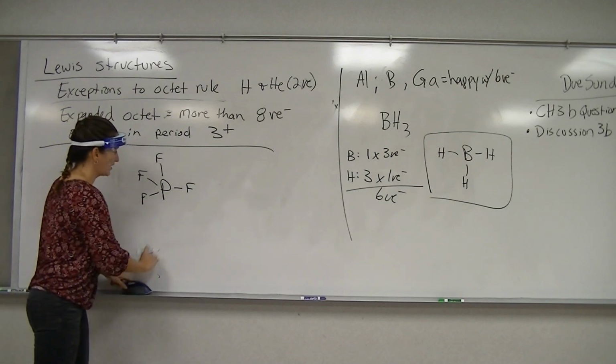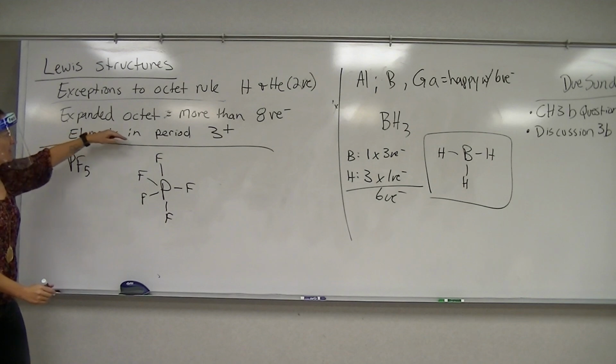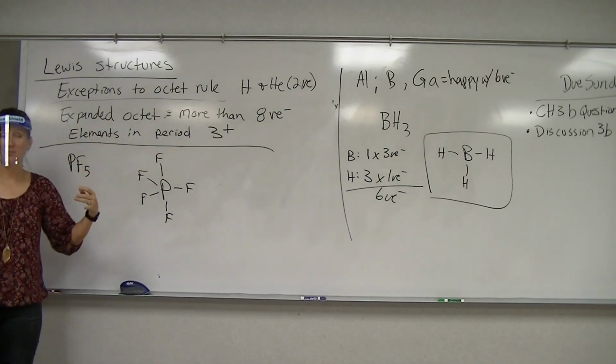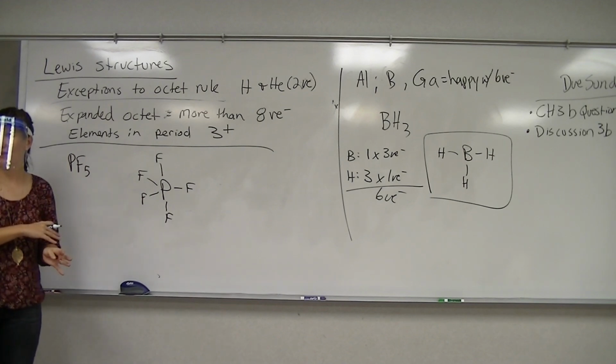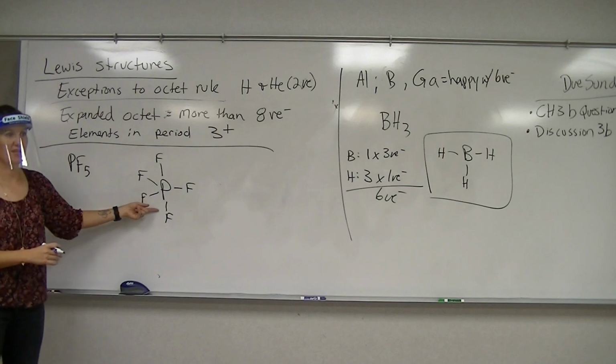Okay? Why can we do this though? Because of this exception. Elements in period 3+ can expand their octet. That's because of those d orbitals they have. That's why we called it the 3d instead of 4d. They can throw them in there. They have that extra space. So looking at phosphorus, it is in period 3. So we can do this.